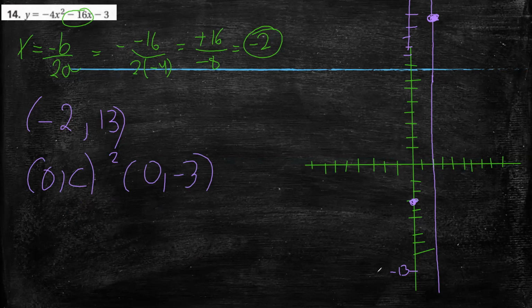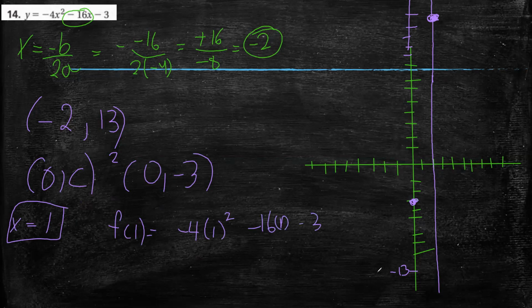The last one, choose any other point. I have negative 2, 13. Let's choose 1. At x equal 1, let's evaluate now. f of 1 is negative 4 times 1 squared, minus 16 times 1, minus 3. Negative 4 minus 16, negative 20. Minus 3, negative 23. So at point 1, negative 23.